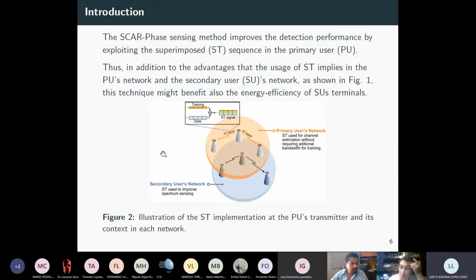So in addition to the advantages that the use of superimposed training implies for the primary user and the secondary user network, as shown in this figure, this technique might also benefit the energy efficiency. Superimposed training is a technique that has been introduced for channel estimation. It is essentially implemented as shown in this figure, in which a training sequence is added to a data sequence and then transmitted.